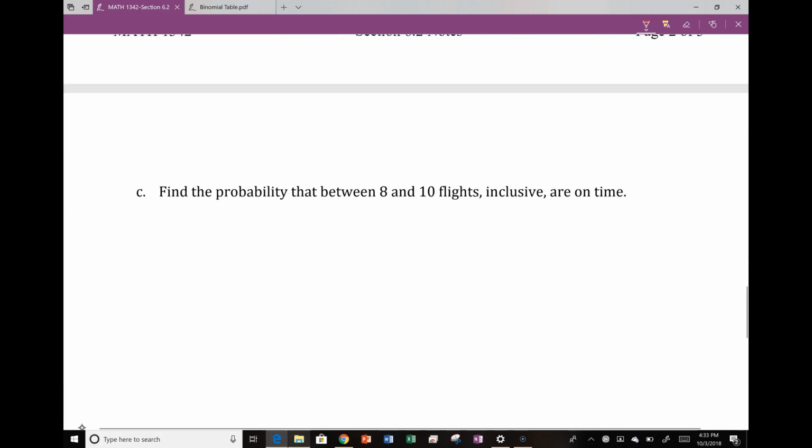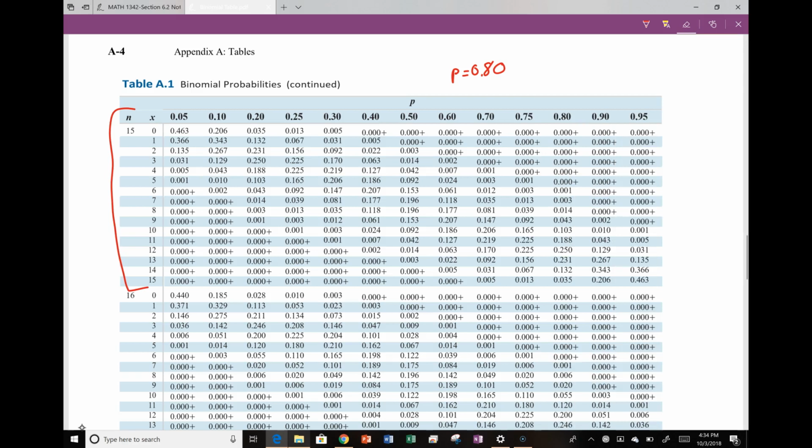Now if we look at part C, recall that my N is still 15. I want the probability between 8 and 10 flights inclusive. What this means is 8, 9, or 10 flights being on time. Well, again, that would be the probability of 8 plus the probability of 9 plus the probability of 10. I'm going to go back over to my binomial table and see, yes, the probability 0.80 is on here. And I wanted 8, 9, or 10. So I wanted these three.